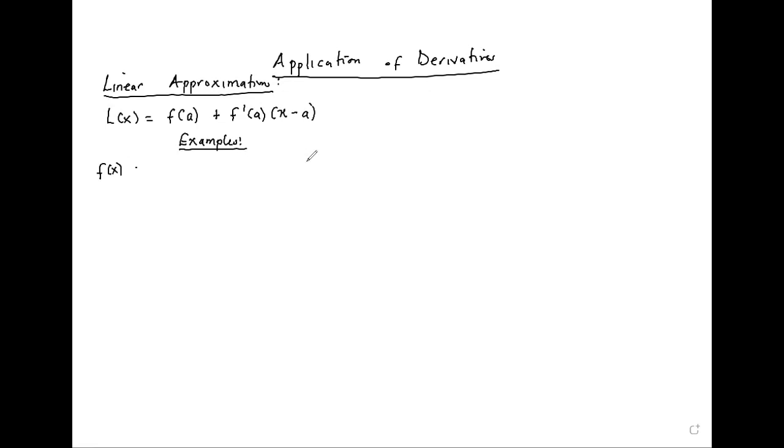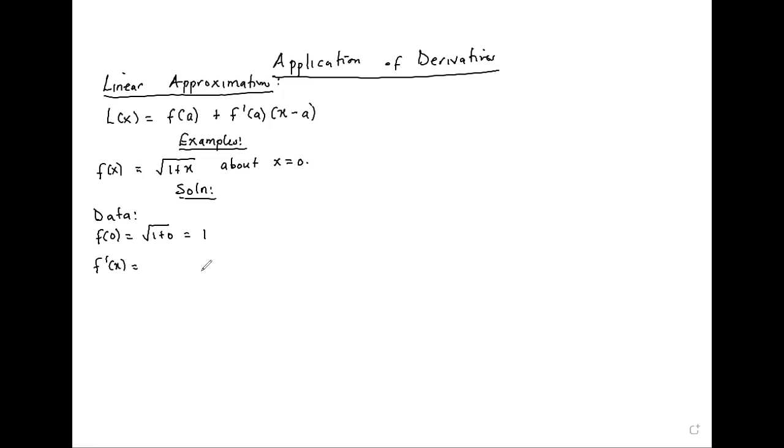So linearize f of x is equal to the root of 1 plus x about x is equal to 0. So the formula is there. So the first thing here is solution. You can even correct the data. So you say first, I need f of 0, which is the root of 1 plus 0, which is 1. Second, I need f prime of x.